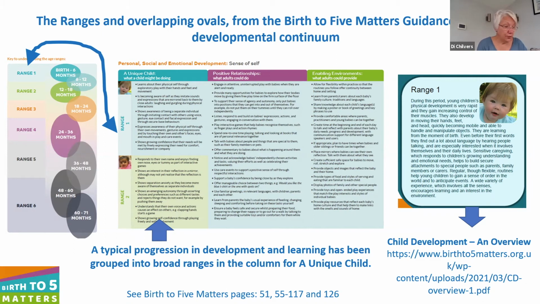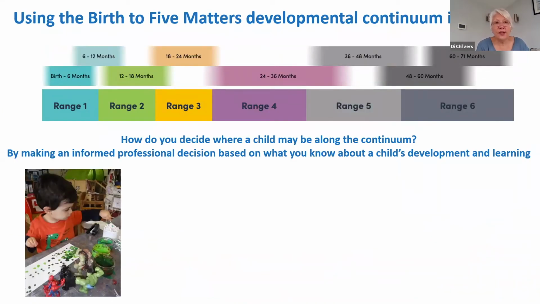So how can you use this developmental continuum of the ranges and the overlapping age spans to make an informed and respectful decision about children's progress? So let's have a look at that. So let's see how we can use the Birth to 5 Matters developmental continuum in practice. So here is the continuum. You can see the 6 ranges, and above them are the typical age spans, if you like, that go across those ranges. And, how do you decide where a child may be along the continuum?